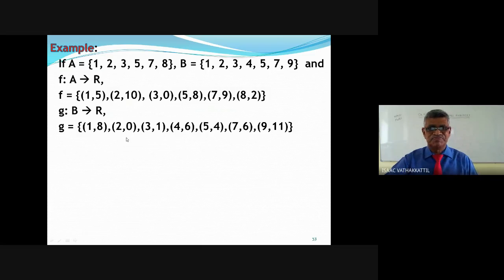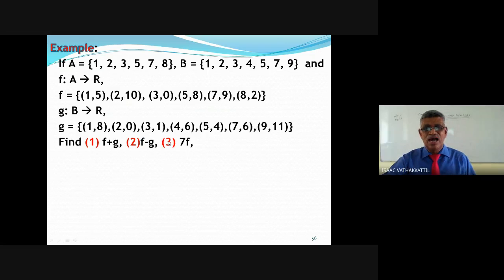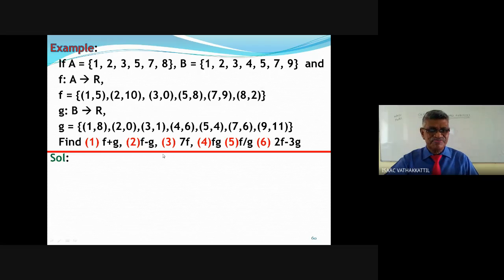It's a real function. I want f plus g, f minus g, 7f, fg, product f into g, f by g, and 2f minus 3g. You getting along? Let us see how we find f plus g. What is the domain of f plus g?